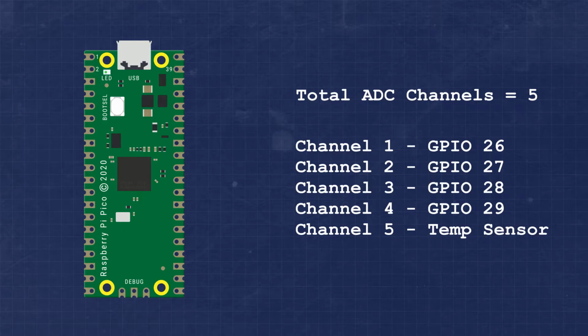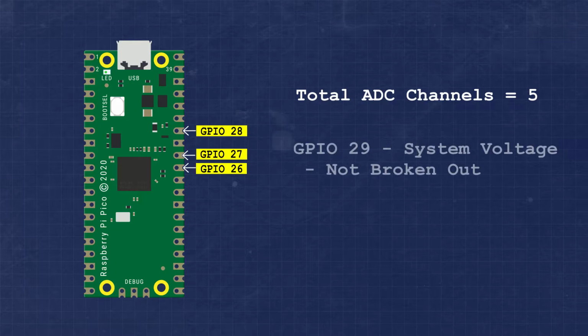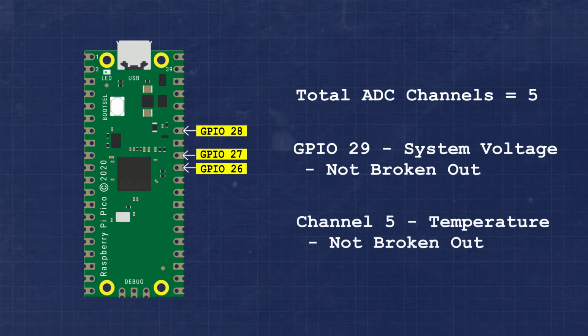Our Pico board gives us access to 3 of the GPIO pins: 26, 27, and 28. We can still use the other 2 channels, but GPIO pin 29 is used for measuring the system voltage, and as mentioned before, the final channel is dedicated to the built-in temperature sensor.